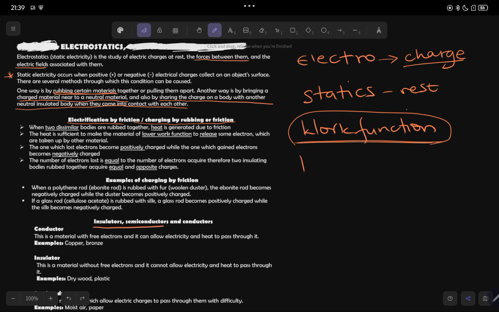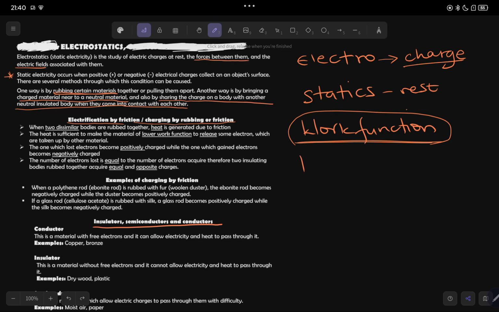Insulators, semiconductors, and conductors. A conductor is a material which has freely moving electrons within its body, and it can allow electricity and heat to pass through it. In other words, it has free charge carriers. We said electrons are the ones that carry charge. So a conductor has free electrons that are able to move across it and therefore carry charge or carry heat with it.